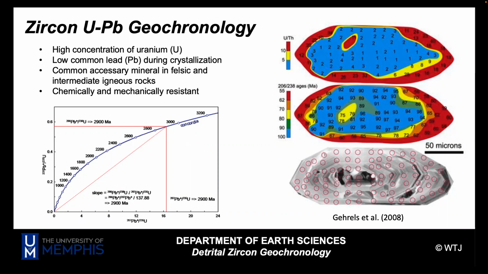It's also super common in intermediate and felsic igneous rocks, so it's going to precipitate out as long as you're not in a mafic or ultramafic rock. So it's super common, and then it's also almost impossible to get rid of. It's chemically and mechanically robust, and so it's going to last forever.